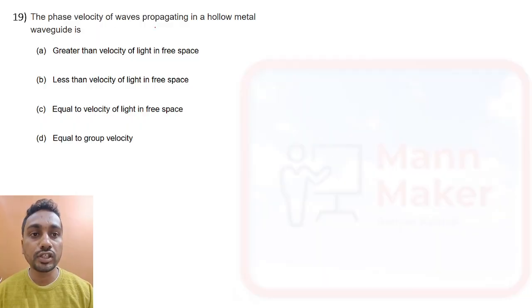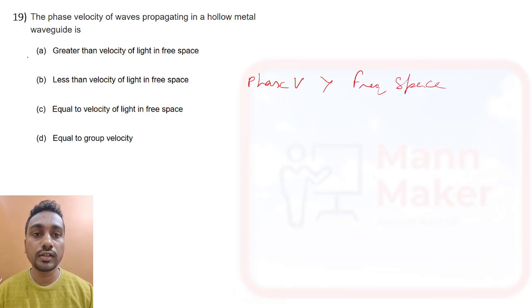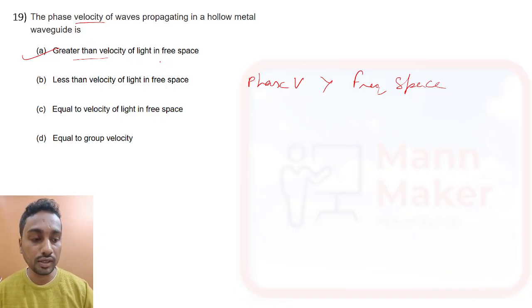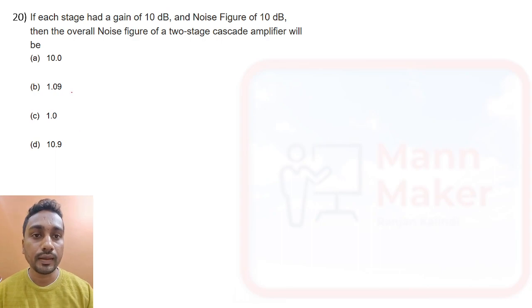The phase velocity of a wave propagating in a hollow metal waveguide is what? Always, phase velocity is always greater than free space velocity. This is always greater than the velocity of light in free space. Phase velocity is always greater than the velocity of light in free space. Option A is the right answer.